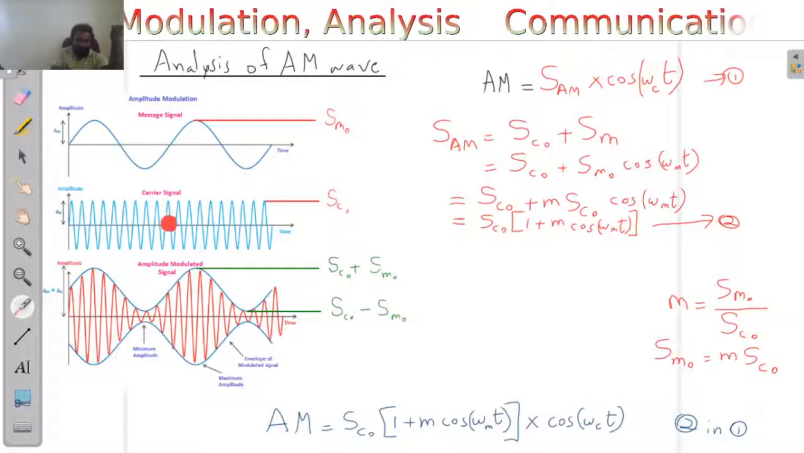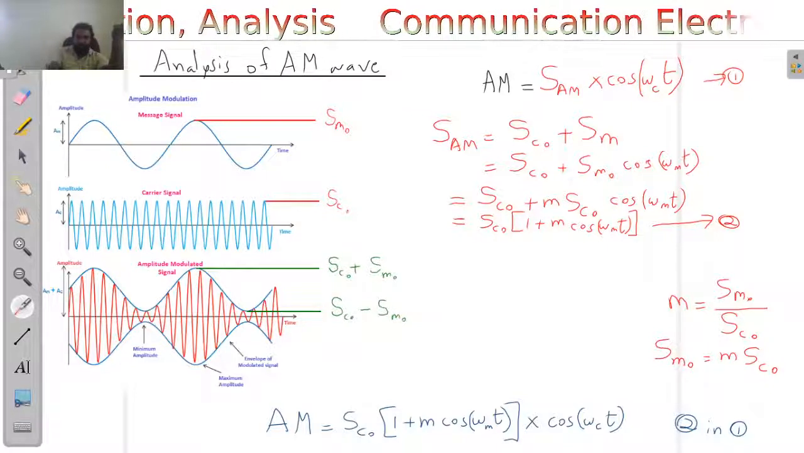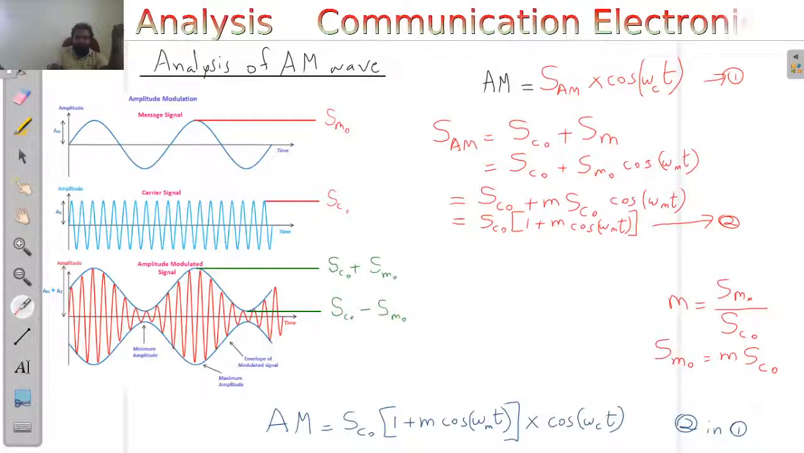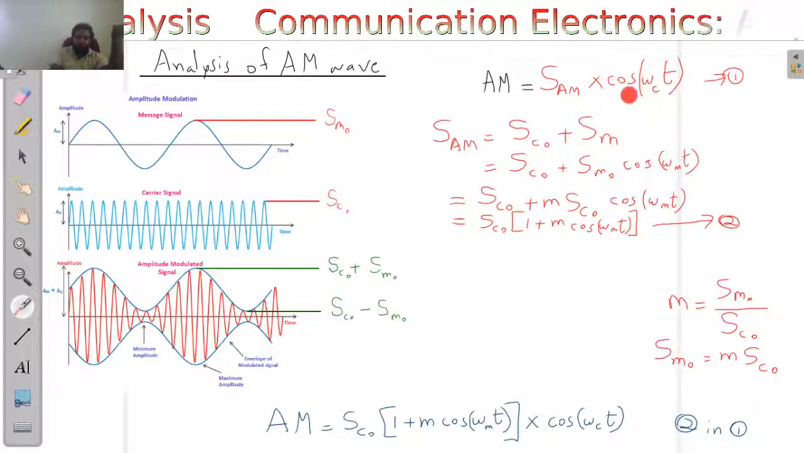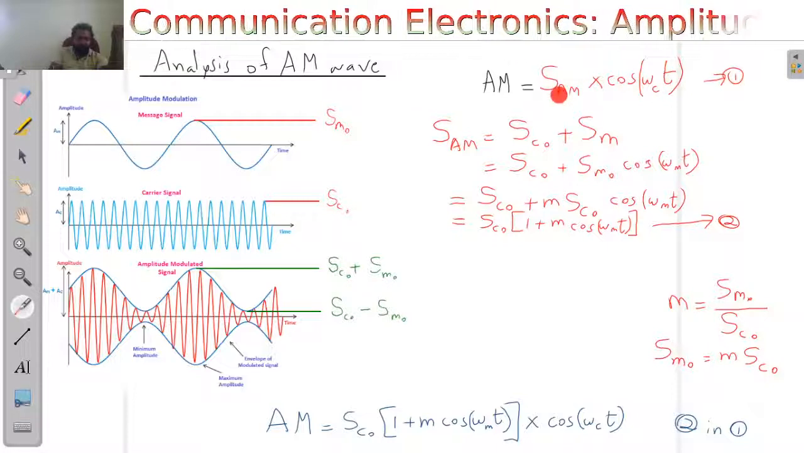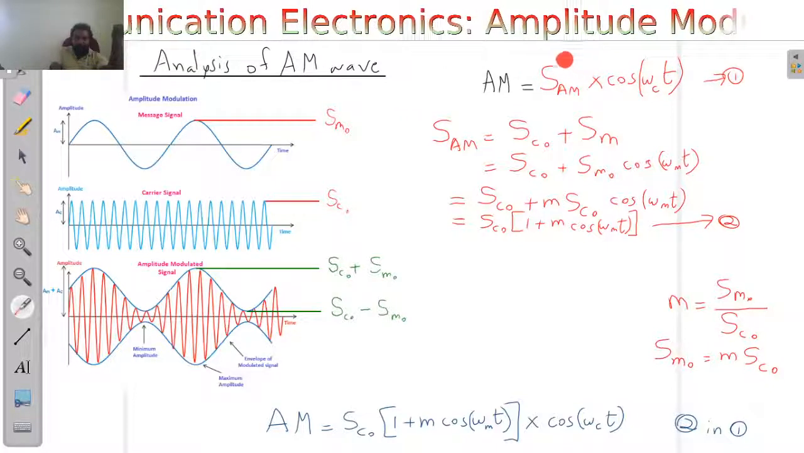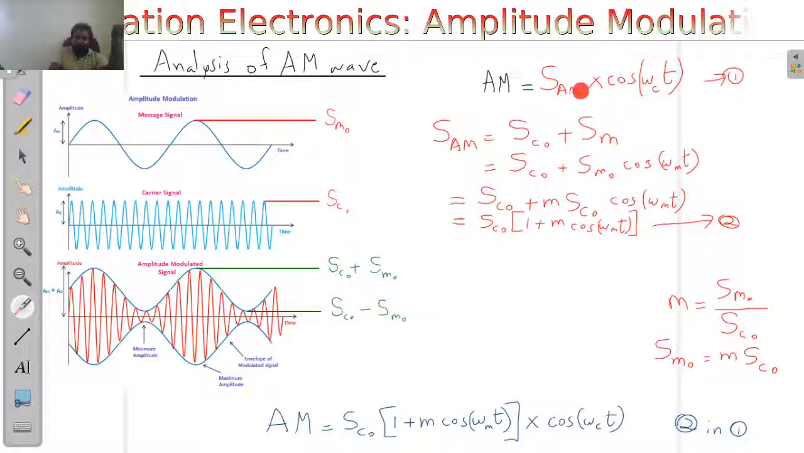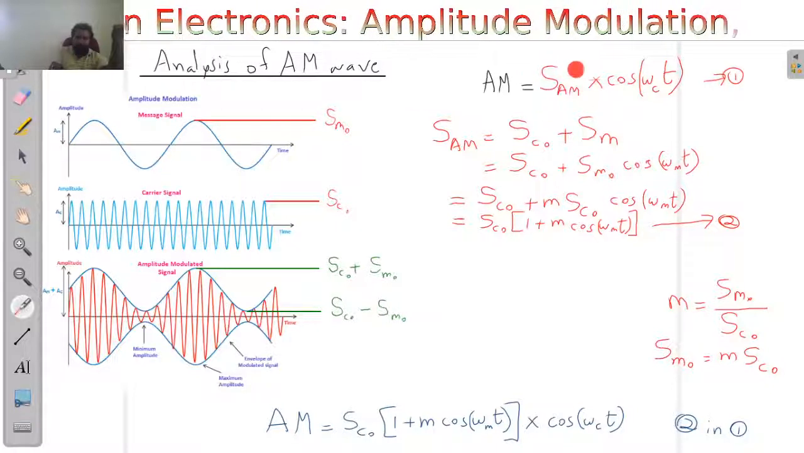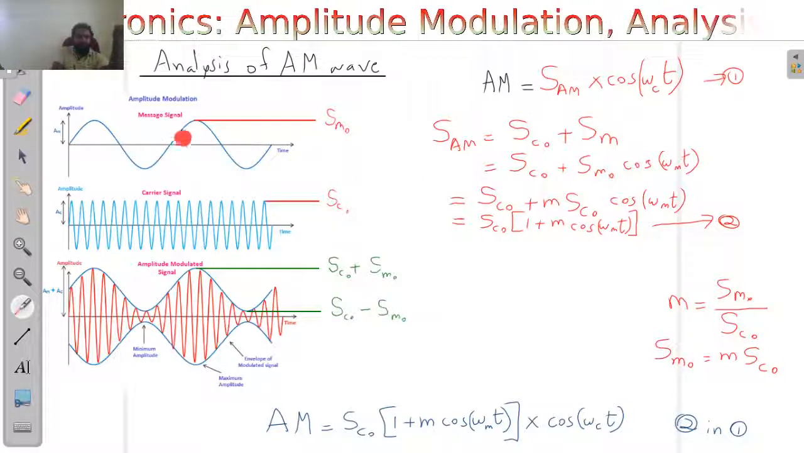So this is our carrier wave. Let us consider our AM wave is equal to something times cos omega ct. Why something? That is because this represents the peak amplitude of our wave, but it is a function of our message signal.